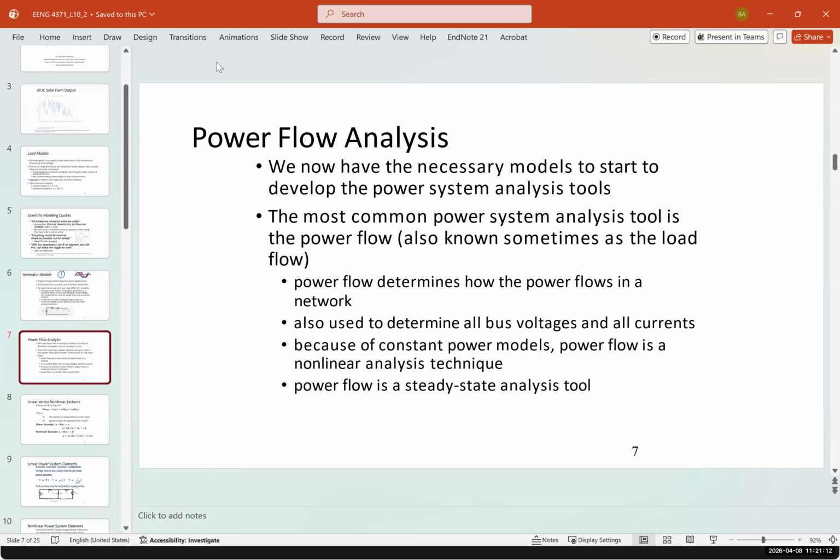Power flow is a nonlinear analysis technique because of a constant power model. I would explain different systems that we have: nonlinear, linear, and which systems are in the linear category and which systems are in the nonlinear category. And the last thing is that the power flow is a steady state analysis tool. So if in the exam we ask power flow, if it's a short term or a steady state, it's a steady state analysis tool.